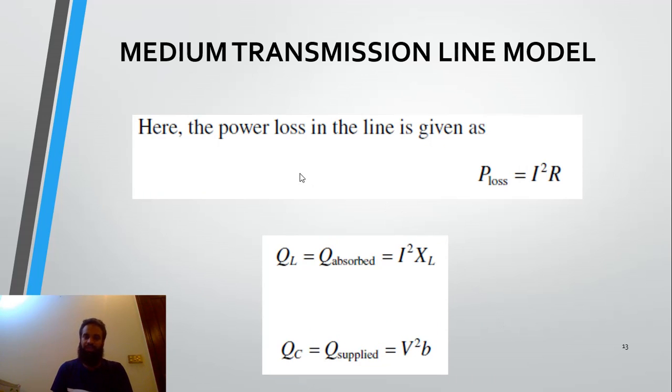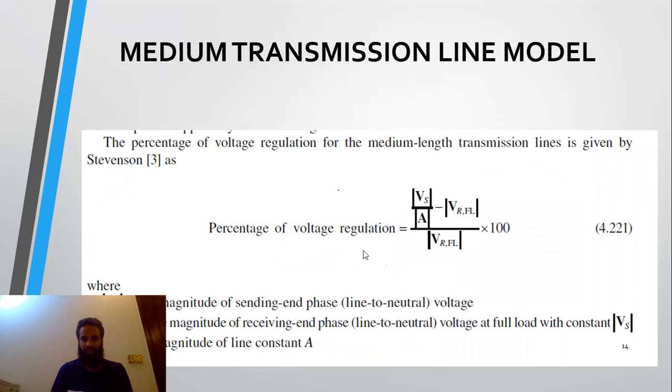Similarly, the power loss in a medium transmission line is I square R for the active power. There are two reactive powers. One is due to the inductance and the second one is due to the capacitance. For the inductance, it is QL, and QL is equal to I square into XL. While QC is V square into B, and B is the admittance. So these are the two values.